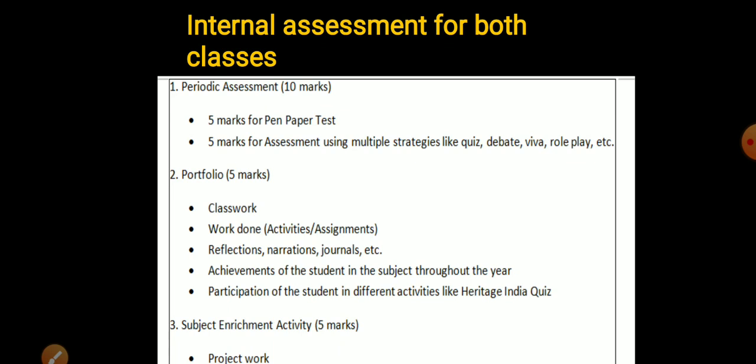Then the remaining things are also mentioned here: reflections, narration, journals, then achievements of the students in the subject throughout the year, then the participation of the students in different activities like heritage India quiz competition. Children, these 3 points are not that important, but as you are all aware, throughout the year we are assessing you, or we will be evaluating you only on the way you perform in various activities.